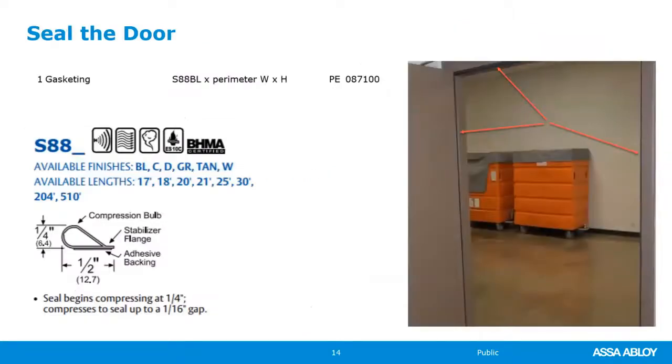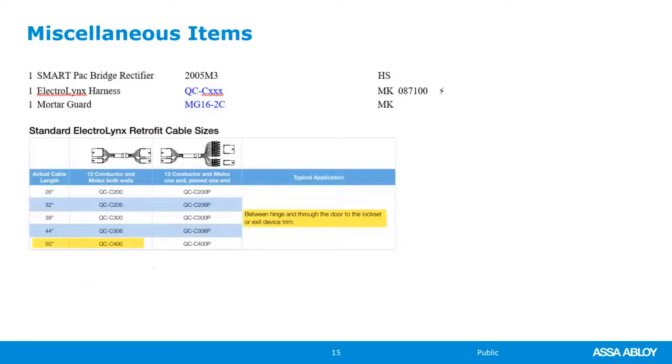And smoke seal, even though smoke seal is not required on a 90-minute hollow metal door, it is a best practice, very inexpensive. And as I mentioned in previous sessions, it's not only good for smoke, but it cuts down on noise and it cuts down on odors. The Electrolynx harness is a separate line item, and again, it's generic in the specification set, the QC with the CXXX, and then when you detail this based on the width of the door and the type of lock, you would select the appropriate model number for each of the doors in that set.